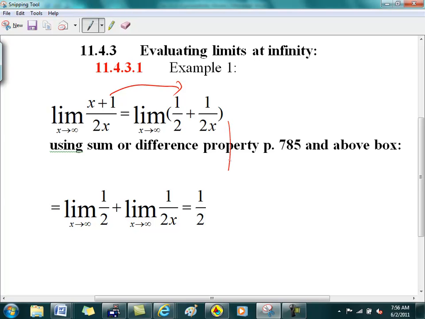Difference property going from here to here. Okay? But from there to there, all I did was divide this, did that division, which gave me that. Okay? And then I did this division, which gave me that.